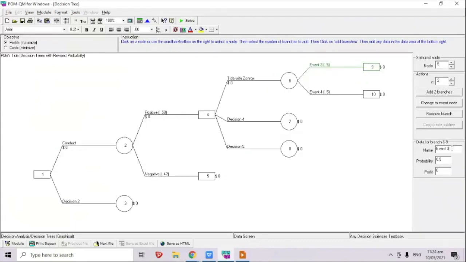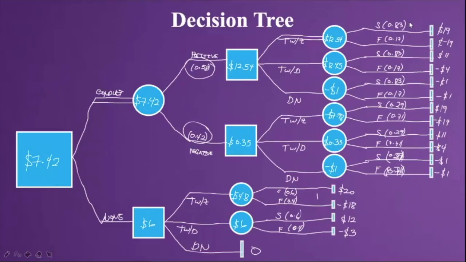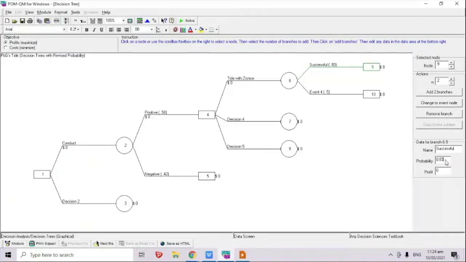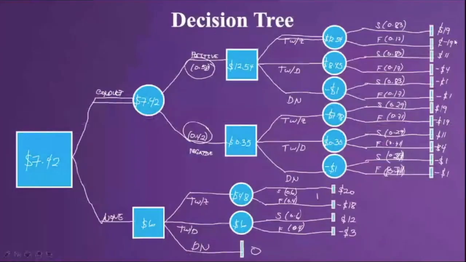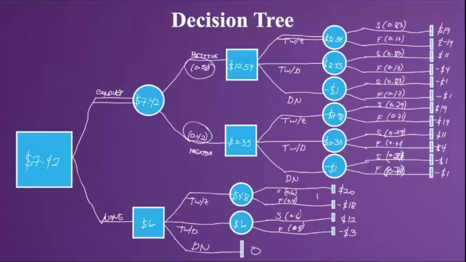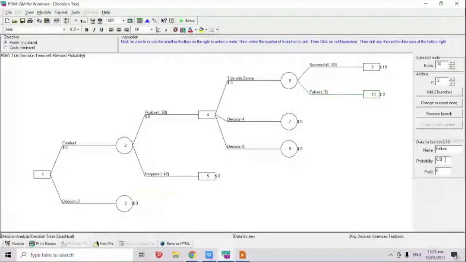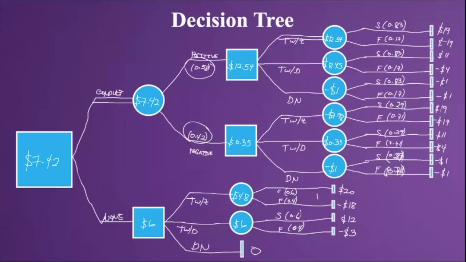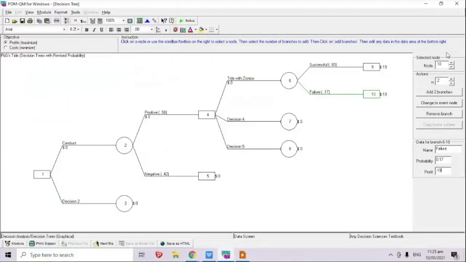Ayan. So, the first one is successful with 0.83 probability. And our payoff here is $19. Okay, so next, for this one, this is failure. Probability of 0.17. Profit or payoff. Profit is the payoff, guys. Negative 19. Okay, that's it for the tied with zone rocks.